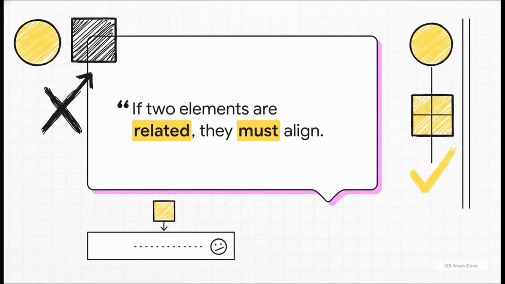So here it is. This is your first rule to burn into your brain. If 2 elements are related in any way, they absolutely must align. If they don't, you're telling the user they're not related. It's that simple and it's that powerful.